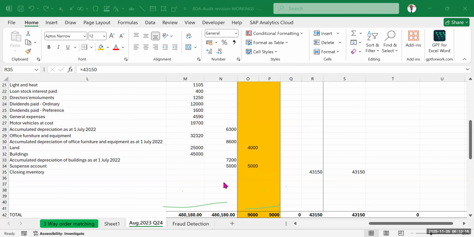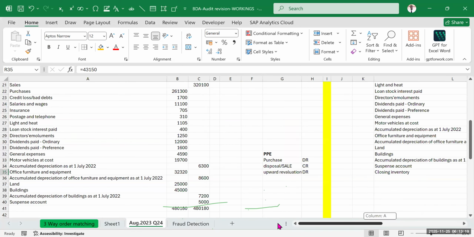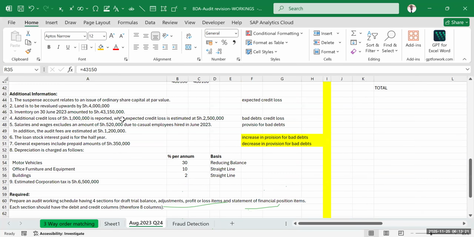Now, I want to look at the statement the way it was framed. I want to pick an element and we see. We've been told that there is an additional credit loss. Now, we ask ourselves, what is a credit loss? Credit loss is just a bad debt. Where do we normally post bad debt? Bad debt is normally debited in the income statement, or the statement of profit or loss.